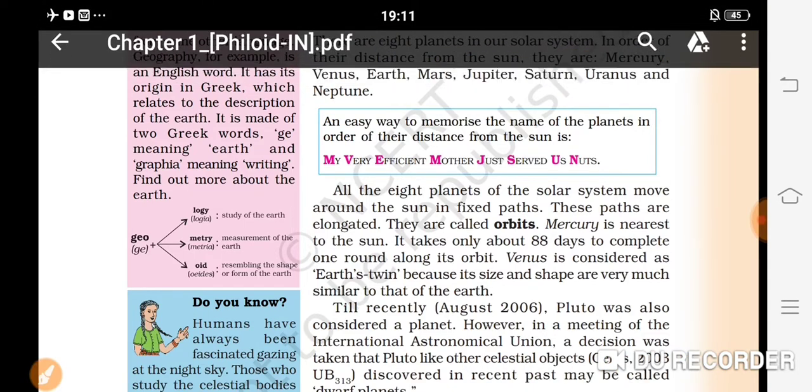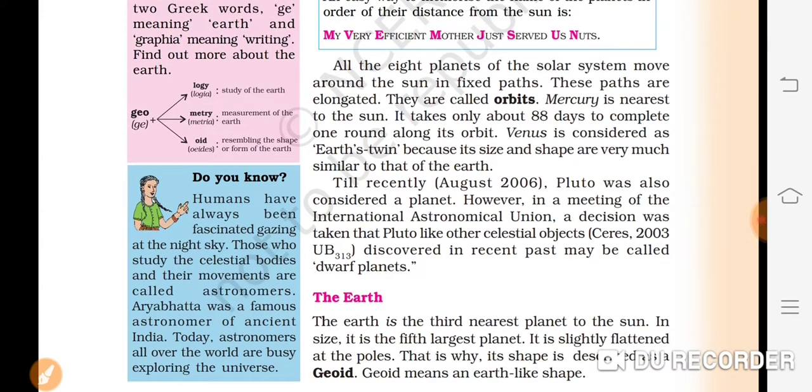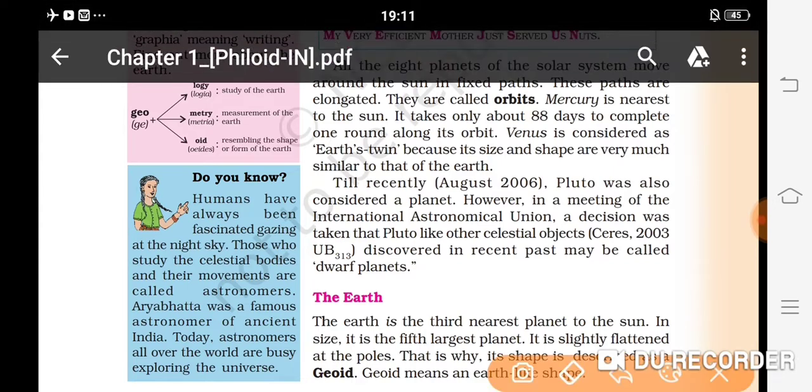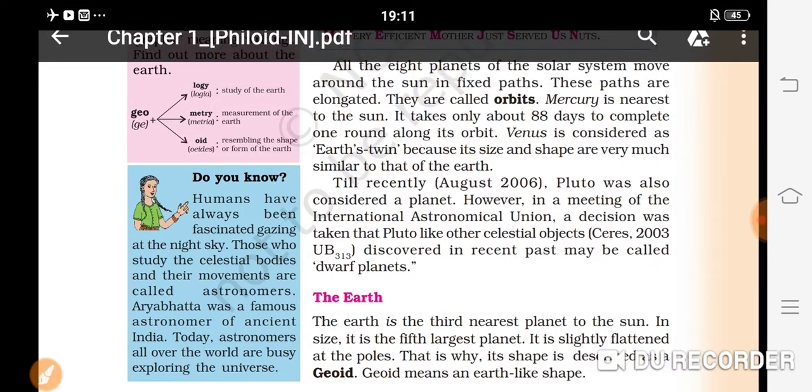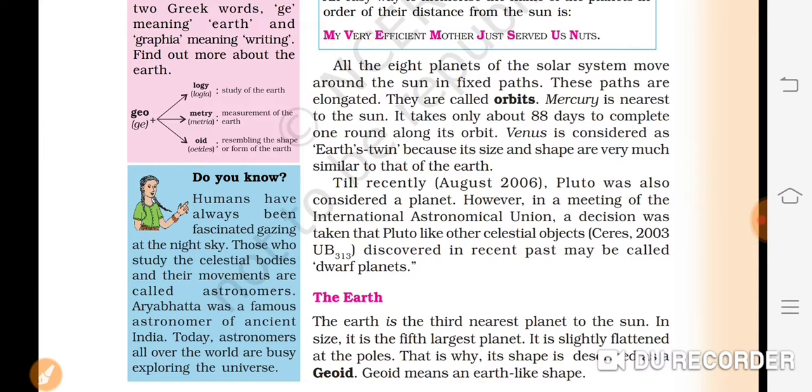You can make it clear. All the 8 planets of the solar system move around the Sun in a fixed path. Very important, in a fixed path. Clear? These paths are elongated. They are called orbits. Mercury is the nearest to the Sun. It takes only 88 days to complete the round. Venus is considered Earth's twin.